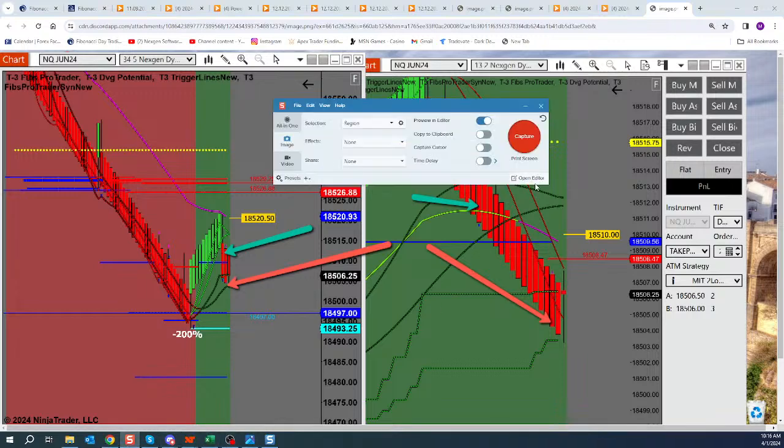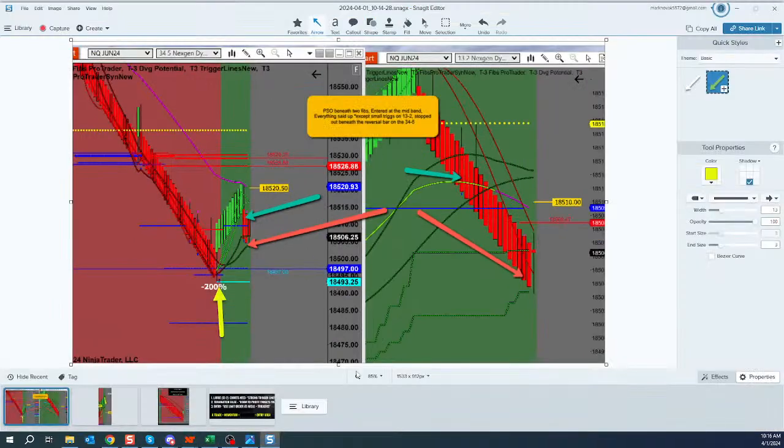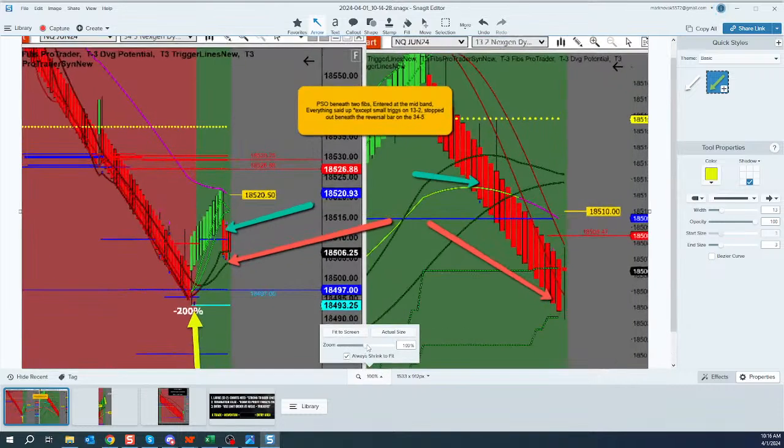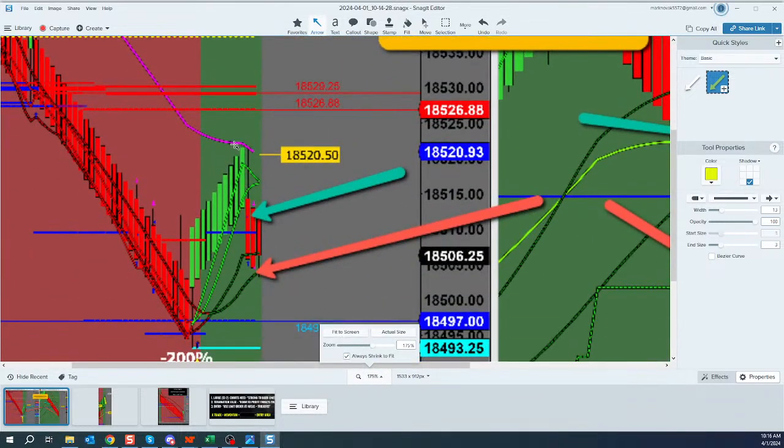I'm going to go through it here. If you look at it, price hit the mid-band, large triggers were 1 tick away from being a full bar away. And what this tells me is that it's likely to close the gap. It's likely to come back and close the gap. So not just Gino, does that make sense to everybody?